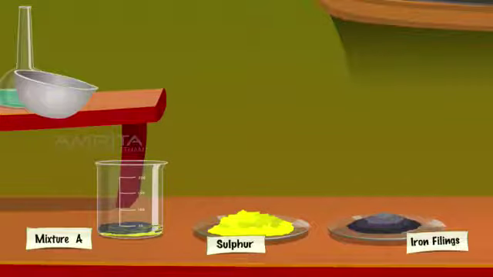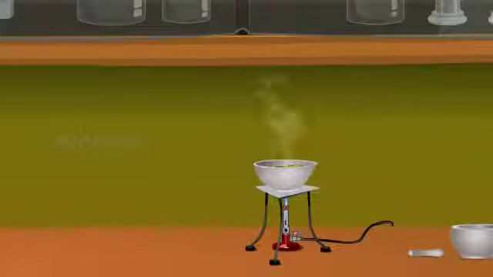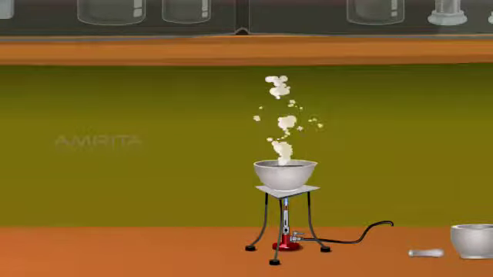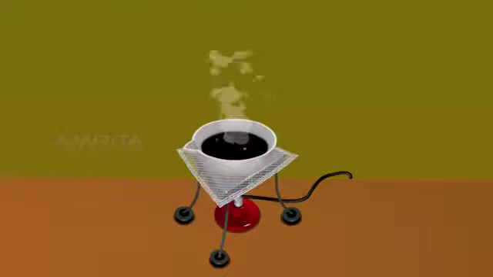Take a china dish and using a spatula transfer a small quantity of the mixture into it. Heat the contents in the china dish strongly by placing it on a wire gauze that is placed over a burner. Stir the contents constantly till a black mass, that is compound of sulfur and iron, is formed.